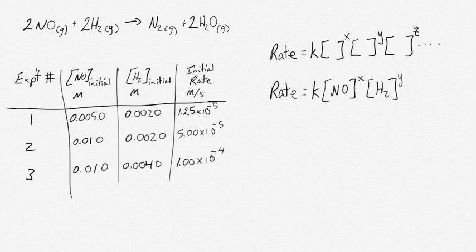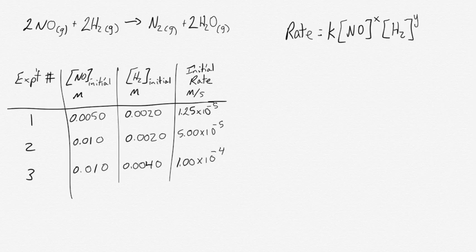In this example, experiments 1 and 2 show the effect of varying the nitrogen monoxide concentration while holding the H2 concentration constant. Experiments 2 and 3 hold the nitrogen monoxide concentration constant and vary the H2 concentration. So they'll let us find y. What we need to do first is set up expressions relating the different experiments to one another. We'll look at finding the x value first, so we'll be interested in experiments 1 and 2.